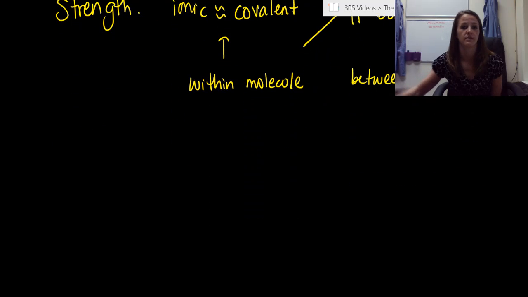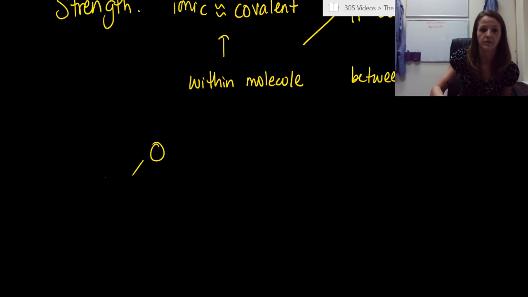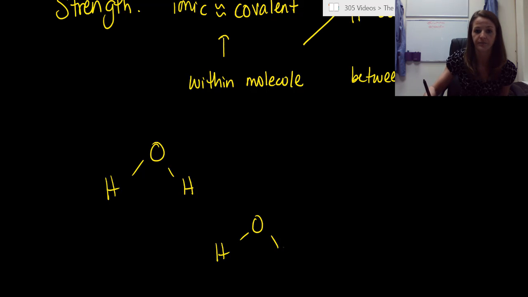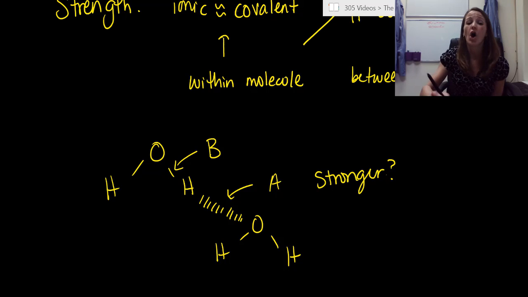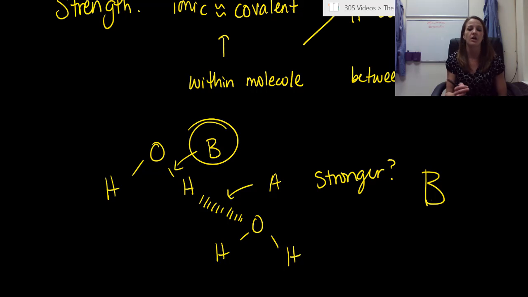Last question. I'm going to draw water here, and another water over here. We're going to label this A, and we're going to label this B. Which is stronger, A or B? Go. Did you get an answer? Hopefully, really quickly, you were able to identify that B is definitely stronger. B is a covalent bond, A is a hydrogen bond. A covalent bond always trumps, in terms of strength, a hydrogen bond.